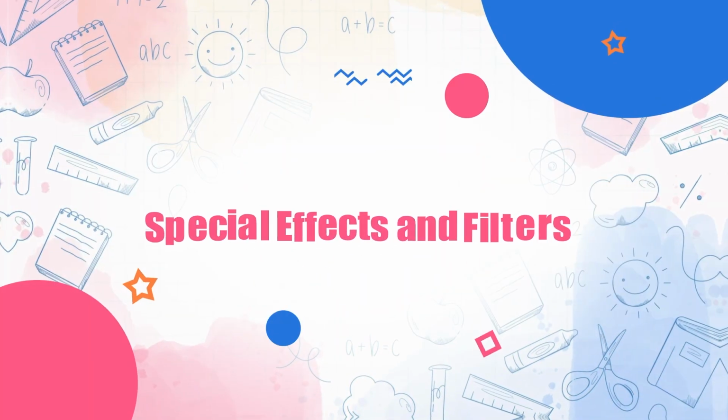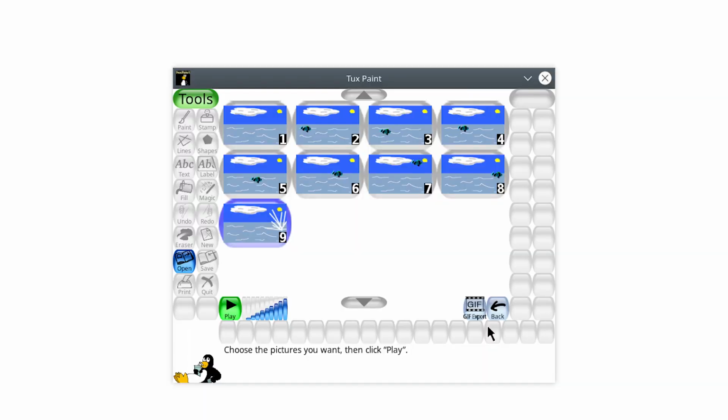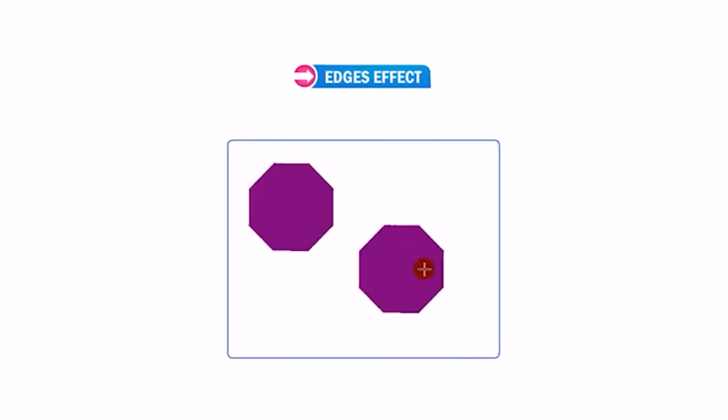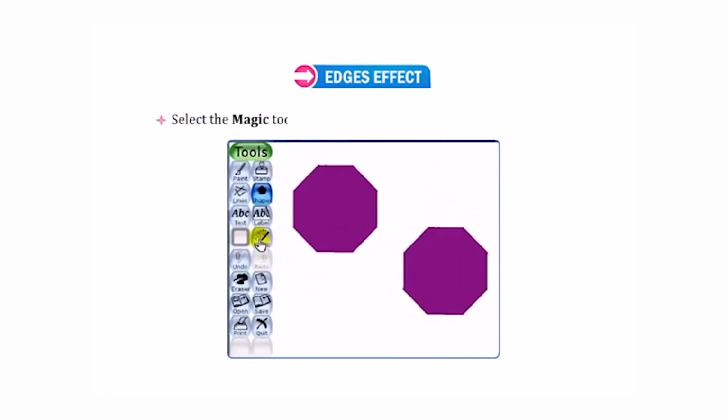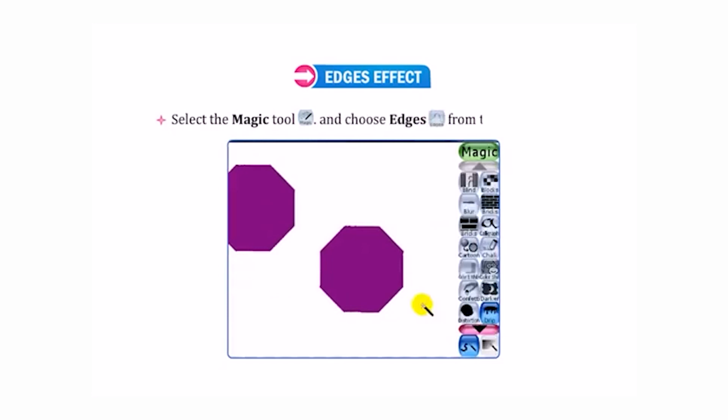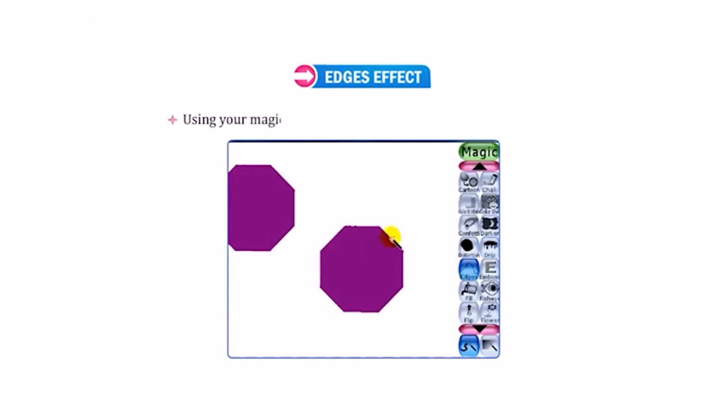Special effects and filters. Tux Paint includes special effects and filters that children can apply to their artwork. These effects add a touch of magic to their creations, such as sparkles, rainbows, and even distortions. Kids can experiment with different effects to make their artwork unique and visually captivating.